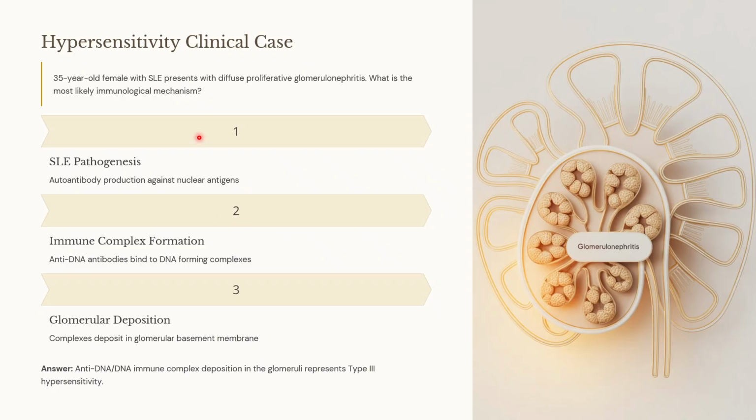Let's see one clinical case in hypersensitivity. A 35-year-old female with SLE presents with diffuse proliferative glomerulonephritis. What is the most likely immunological mechanism?